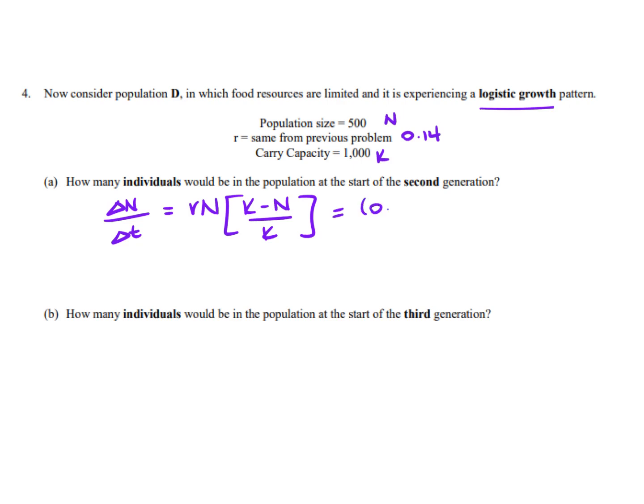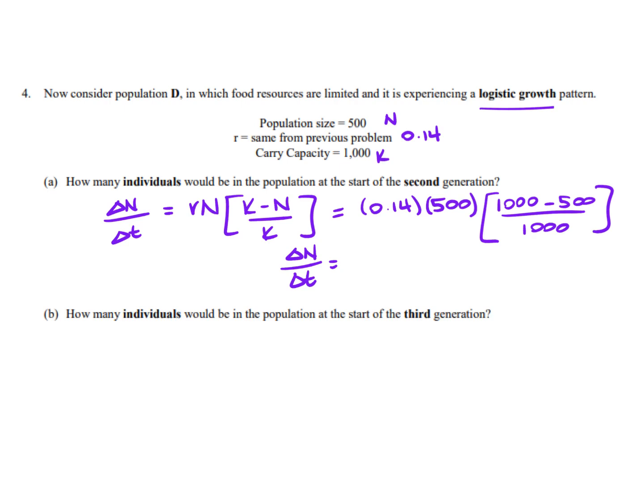So again, I know the R is 0.14. I know the N, or population size, is 500. The carrying capacity K is 1,000. Then again, the population size is 500. So I'm just plugging in those numbers that I was given. Okay, and I'm going to solve all this. So I'm going to multiply 0.14 times 500, multiply everything in the brackets, and I'm going to get a change in N over change in T rate of 35.